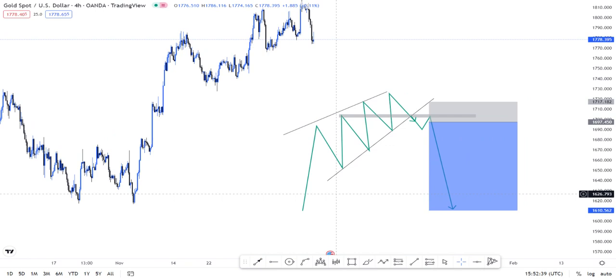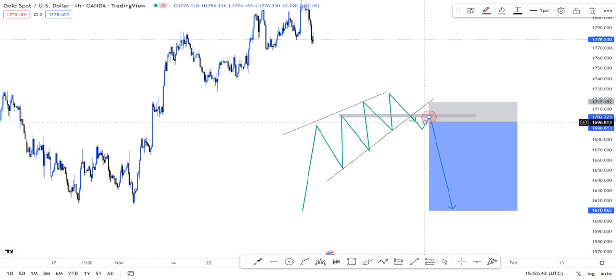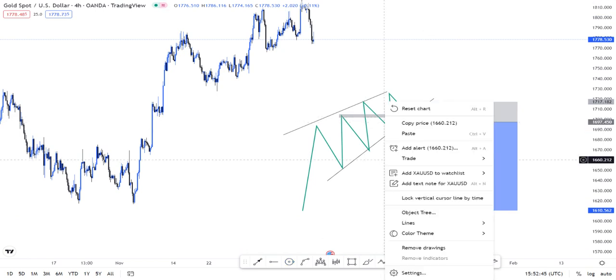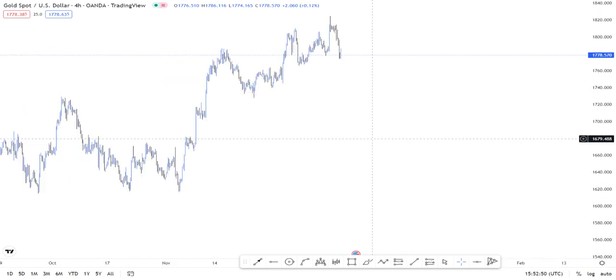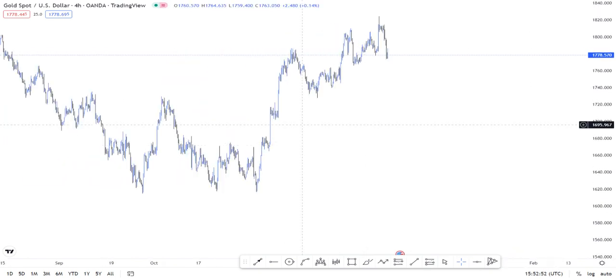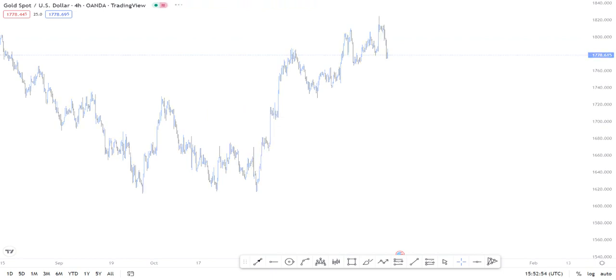This is an ascending triangle, and this is how we trade it. We wait for the breakout and retest, and after the retest, that's where we enter. We enter on this red part. And then I'm going to remove my drawings now. So now look at gold.